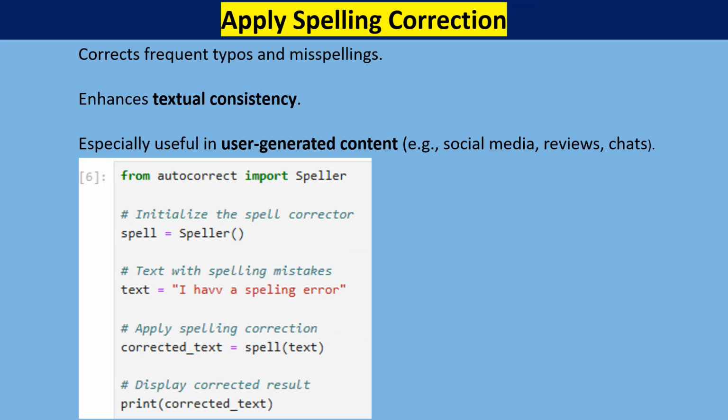Apply spelling corrections. Spelling errors, especially in informal content, can lead to vocabulary fragmentation in NLP tasks. Using the autocorrect library helps clean this noise. It works with both individual words and entire sentences, and is great for handling common errors in English typos.